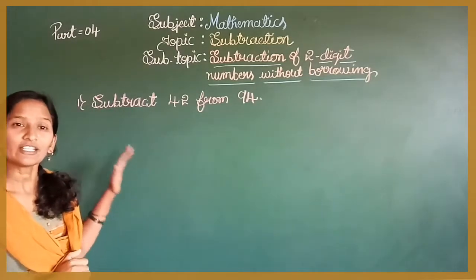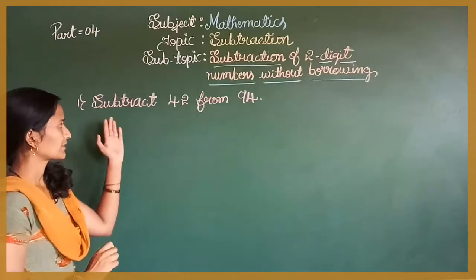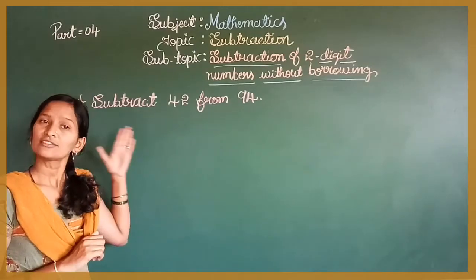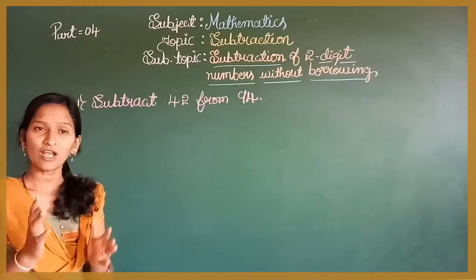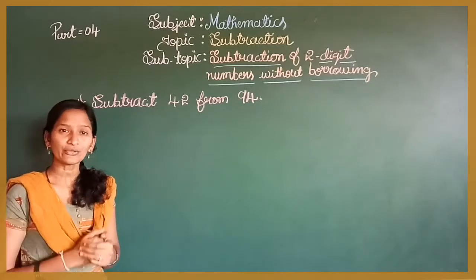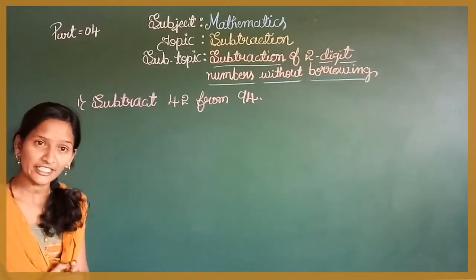Here they gave the given problem in a sentence. Okay, like this, subtract 42 from 94. You have to write down this by using the symbol of subtraction, that is minus. So how can you write? See, it is subtract 42 from 94.